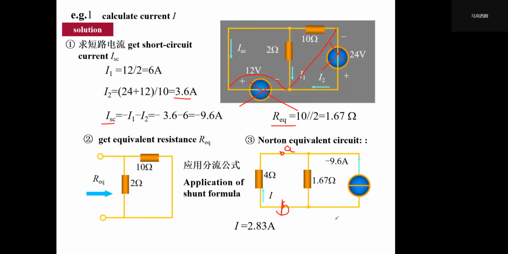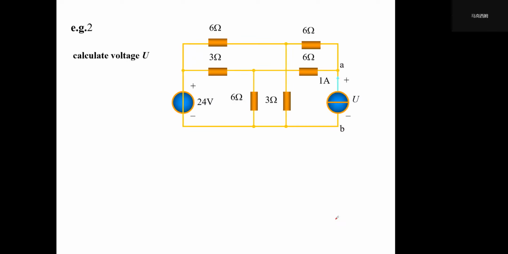Are you following? I think this example is not very difficult to understand. It's quite simple. It's a lot easier than the example we illustrated in the replacement theorem part, right? So now we have a circuit like this. This is another example.